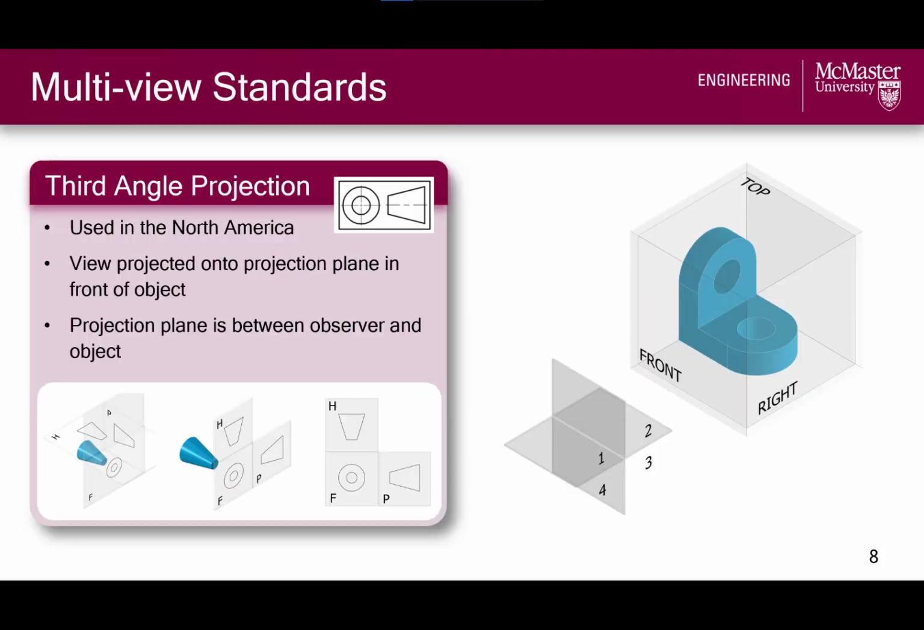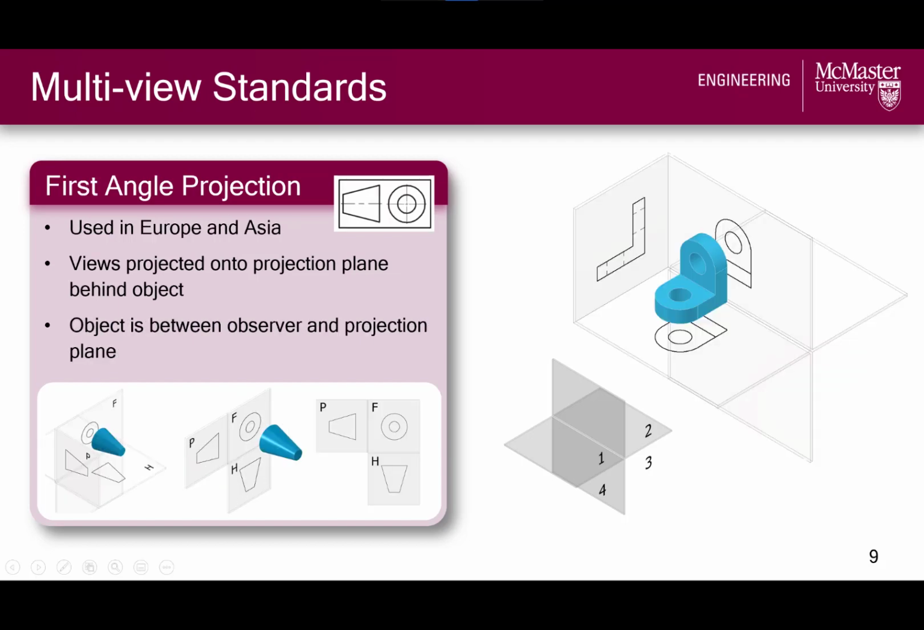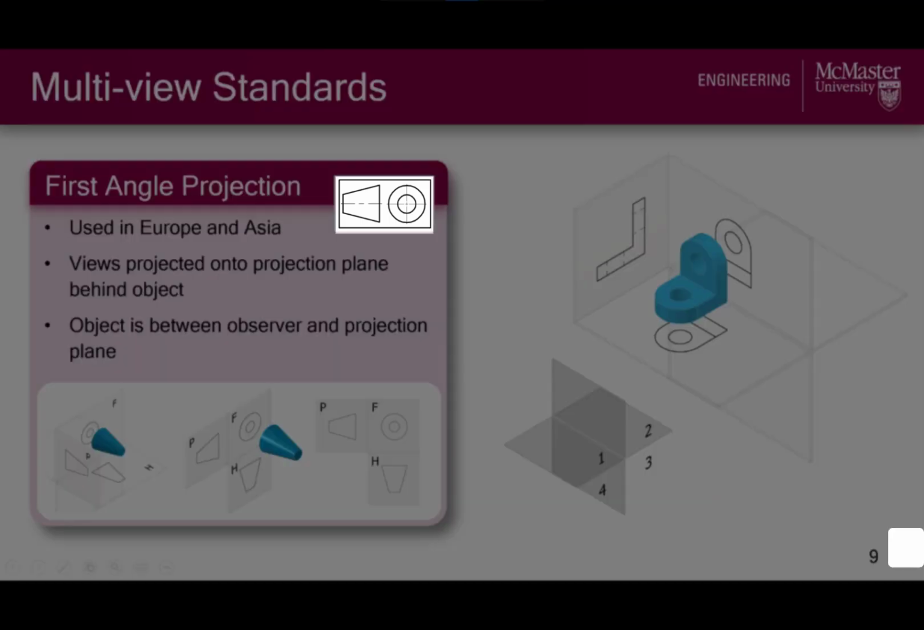However, there is one other projection standard to be aware of called first angle projection. In first angle projection, we imagine that an object is placed in the first quadrant between the observer and the projection plane, with the views being projected onto the planes behind the object. This first angle projection standard is commonly used in Europe and Asia, and results in different multi-views than the third angle projection, where the profile left and right views and the horizontal top and bottom views are essentially flipped, which is reflected in its international projection symbol.